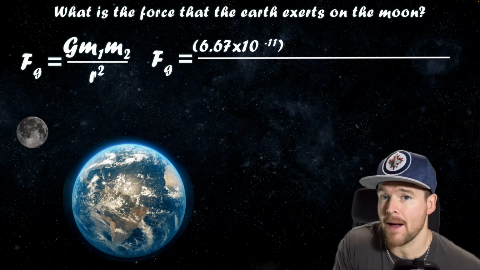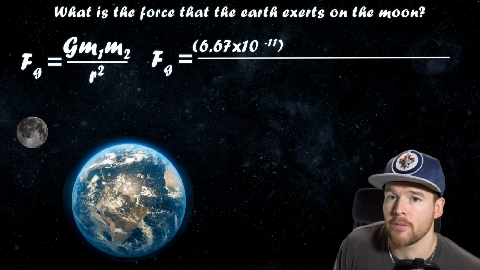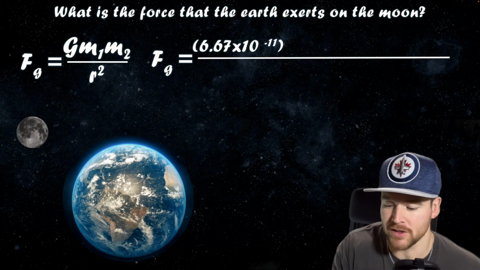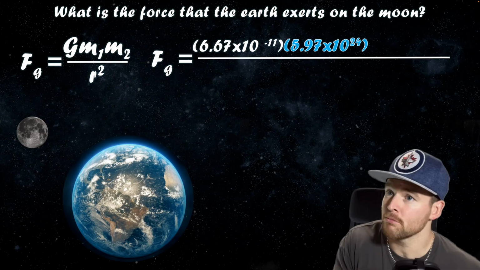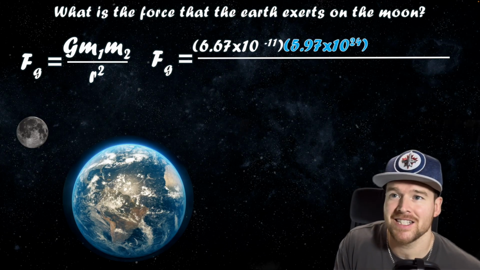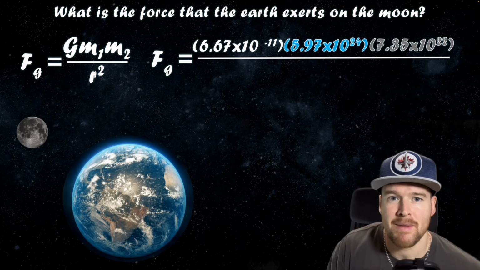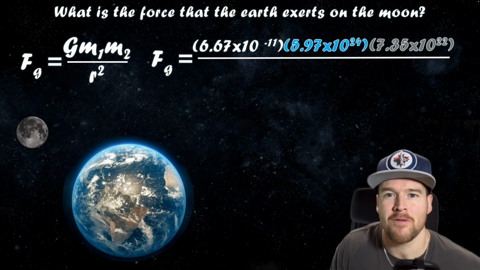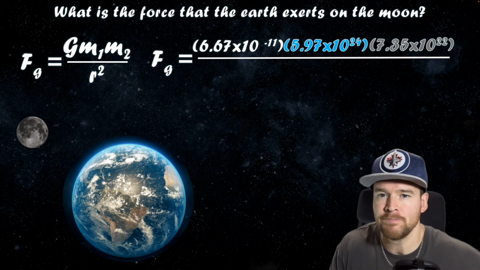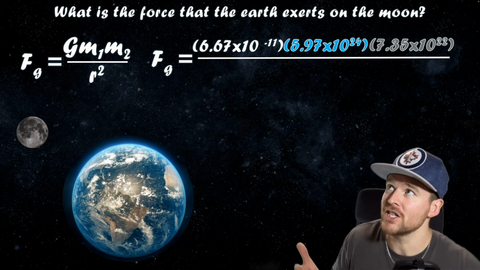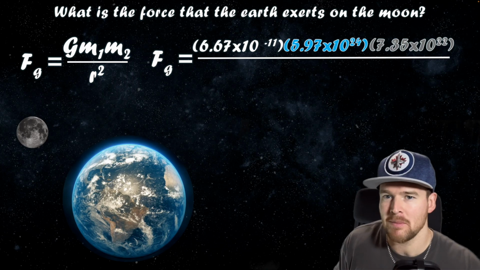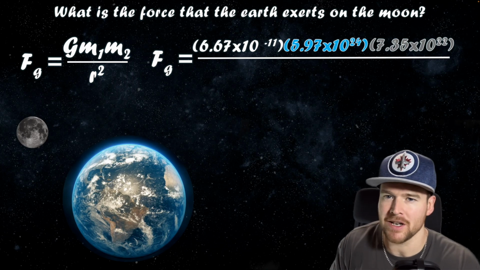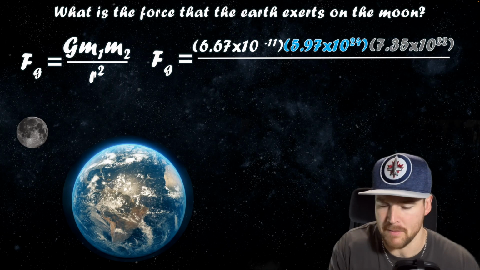So we'll throw in first our capital G. That's the same constant we saw before from gravitational field strength. The mass of the Earth, pretty heavy, 5.97 times 10 to the 24. And the mass of the moon, quite a bit smaller, 7.35 times 10 to the 22. That's not necessarily a hard operation, just multiplying these together, but there are some pretty big numbers. So we've got to make sure we put it in the calculator well. We'll go over that in just a minute.